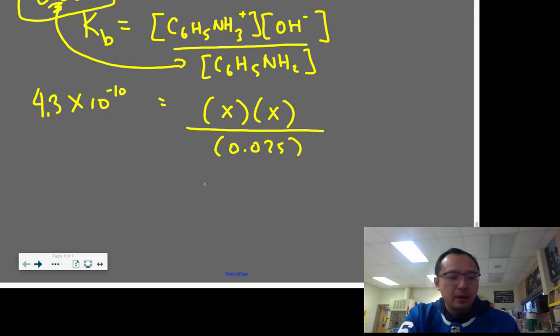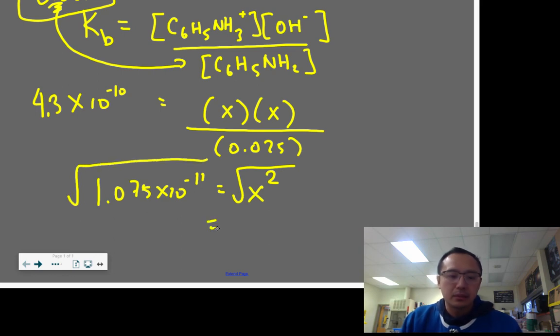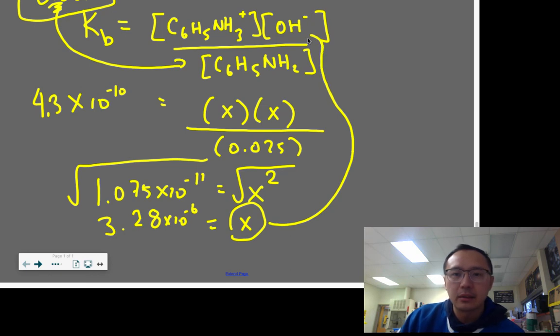So 4.3 times 10 to the negative 10 times 0.025. I got 1.075 times 10 to the negative 11 is equal to X squared. I multiply these two. Take the square root of X squared on both sides to get just X, and my final answer is 3.28 times 10 to the negative 6 is equal to X. And again, what does this X represent? It represents the OH and also this positive ion that's left from the aniline. And don't forget your units. This is concentration, so they all have to have molars.